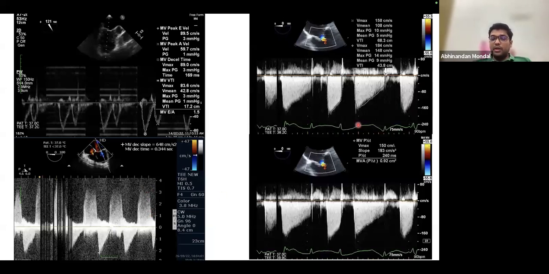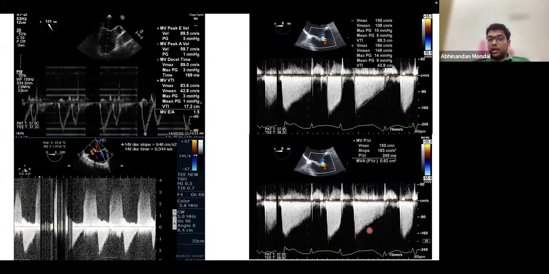In MS and MR, you can also appreciate over here that in this patient there are different sizes of the inflow waveform. Why is it occurring? Because the patient also has atrial fibrillation. And you cannot see any proper A waveform because there is no proper atrial contraction, because the patient is also in AF.